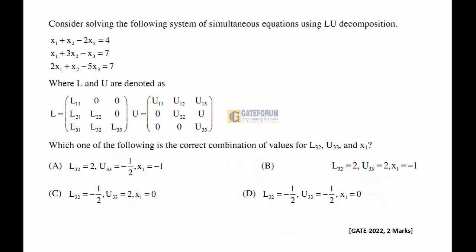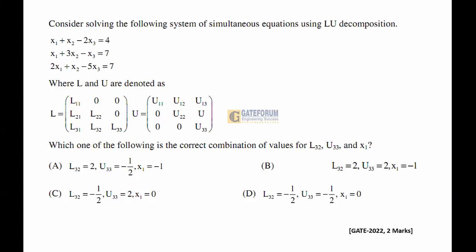The question is, consider solving the following system of simultaneous equations using LU decomposition method. x1 plus x2 minus 2x3 is equal to 4, x1 plus 3x2 minus x3 is equal to 7, 2x1 plus x2 minus 5x3 is equal to 7, where L and U are denoted as L is a 3 by 3 matrix, U is a 3 by 3 matrix given. L is a lower triangular matrix, U is an upper triangular matrix. Which one of the following is the correct combination of values of L33, L32, U33 and x1?